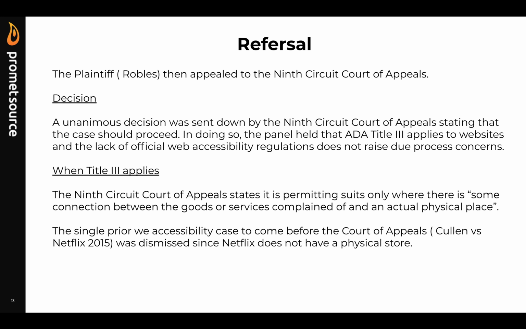The Ninth Circuit Court of Appeals states it is permitting suits only when there is some connection between the goods or services complained of and an actual physical place. The single prior web accessibility case to come before the Court of Appeals, Cullen v. Netflix 2015, was dismissed since Netflix does not have a physical store.